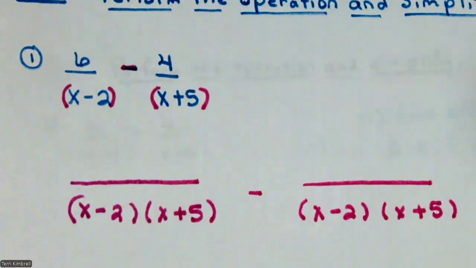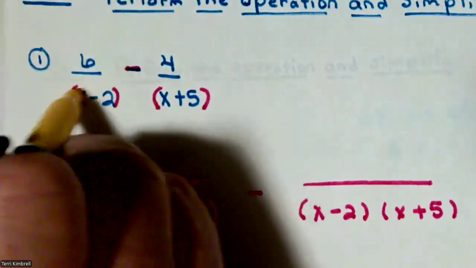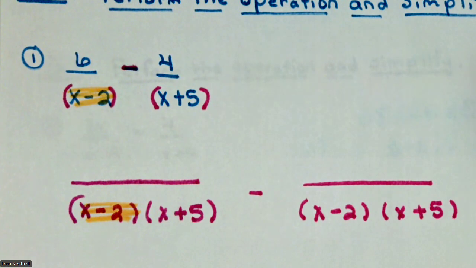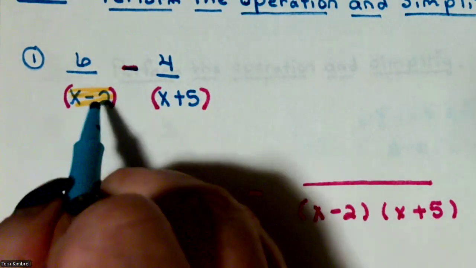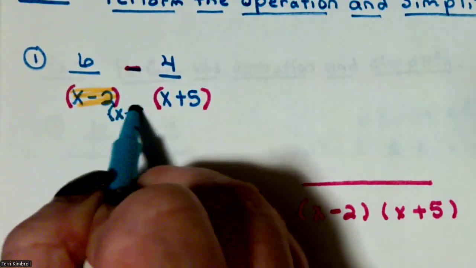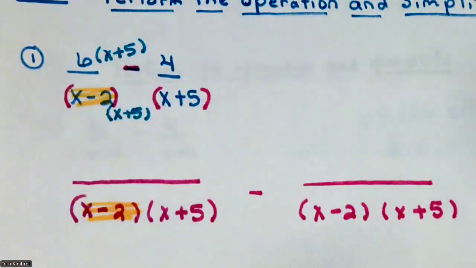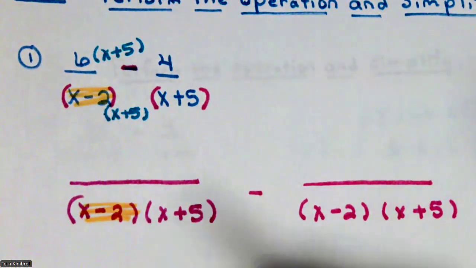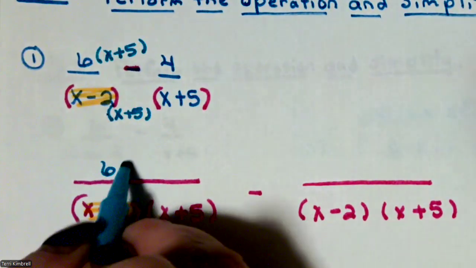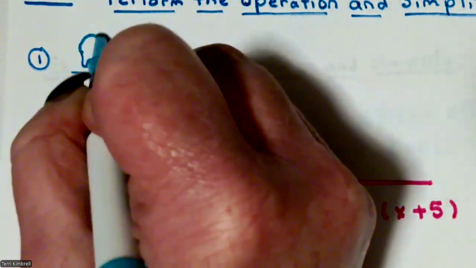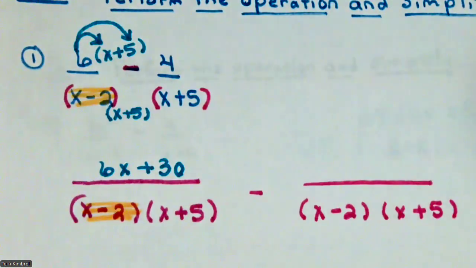So now that I've got my common denominator, I notice that this fraction already has the x minus 2 in it. So what it's missing is the x plus 5. So if I multiply this bottom by x plus 5, I have to do that to the top as well. So that is going to give me a 6x plus 30 because you distribute that 6 to both of those.